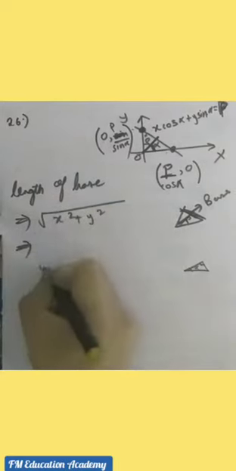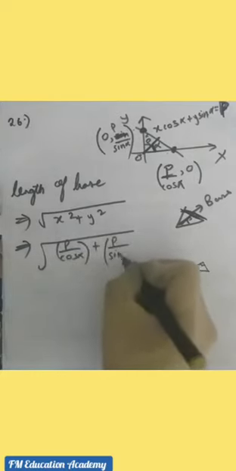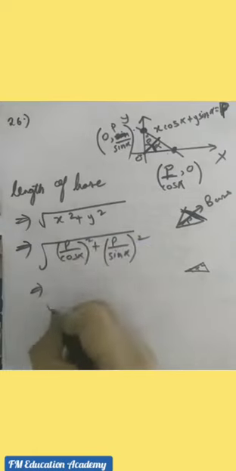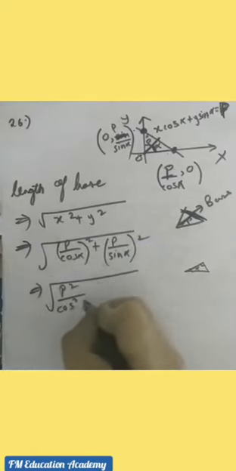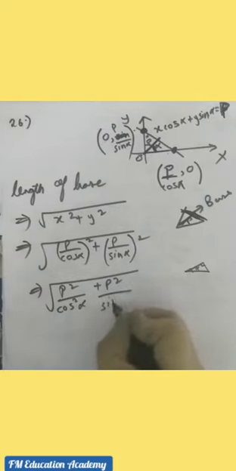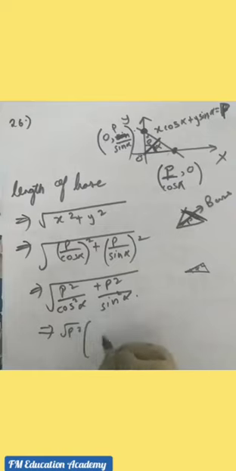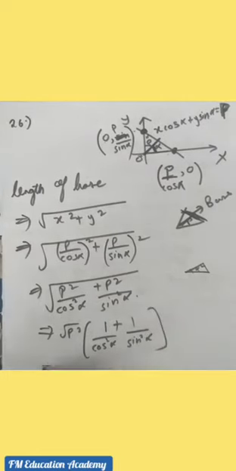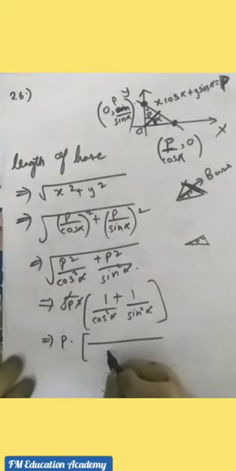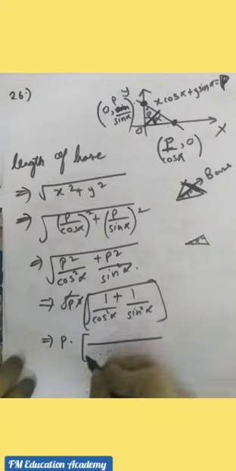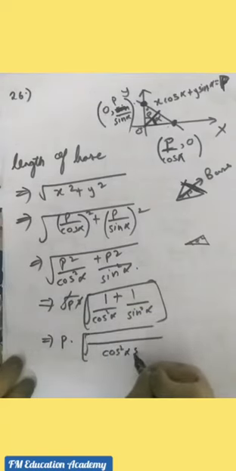X square value here is p by cos alpha whole square plus y's value is p by sin alpha whole square. So that is nothing but root of p square by cos square alpha plus p square by sin square alpha. We can take root p square common into 1 by cos square alpha plus 1 by sin square alpha. Root p square means p, and square will get cancelled. We are left with p into the LCM of cos square alpha and sin square alpha, which is in the root.